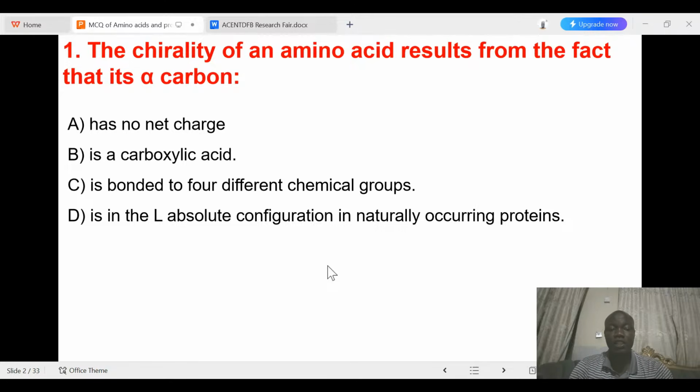Option A says it has no net charge. Because it has no net charge, that is why it has a chiral alpha carbon. Option B says it is a carboxylic acid, that is why. Then C is bonded to 4 different chemical groups, that is why. And then option D says it is in the L absolute configuration in naturally occurring proteins. So what is the answer to this question? If you know the answer, put it on the comment section.